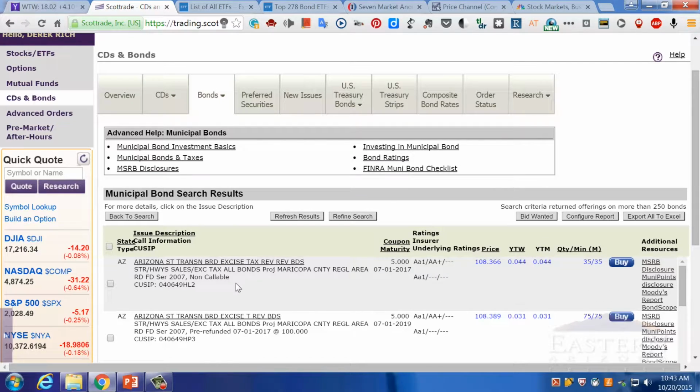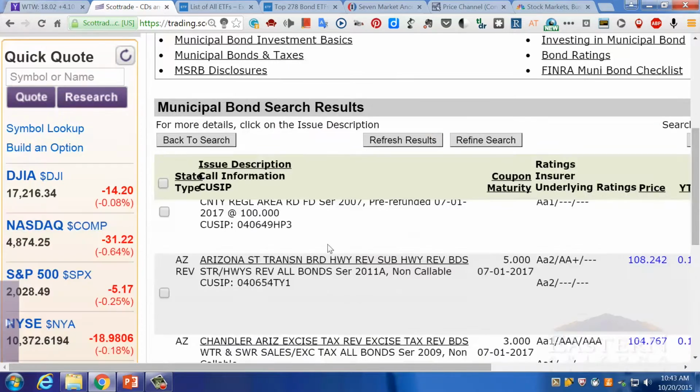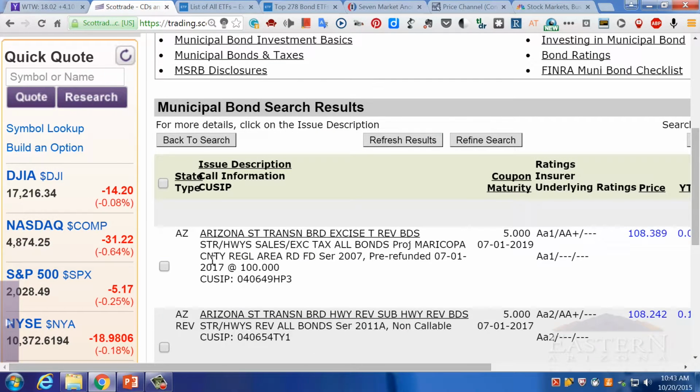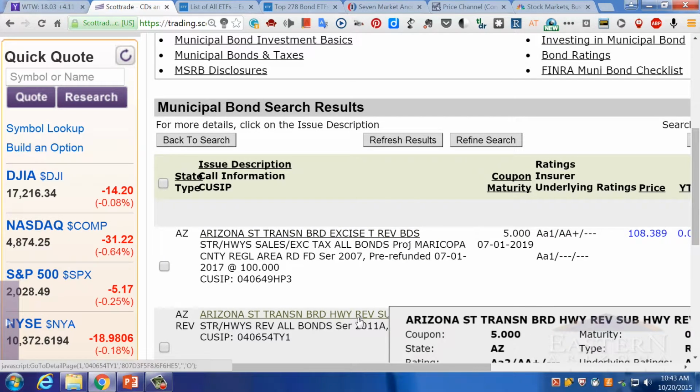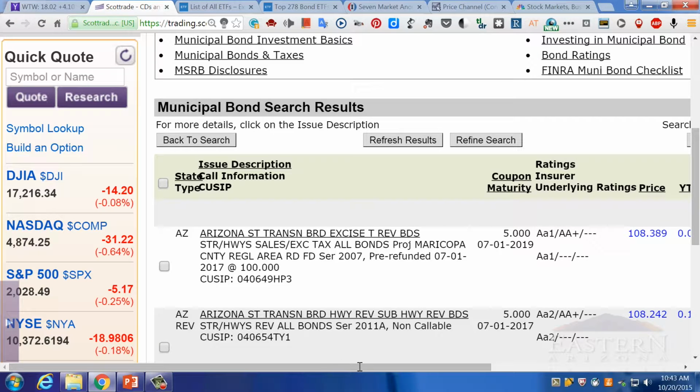So like here, hang on a second, we'll make it a little bigger for you guys to see. Here's an Arizona State Transportation Board excise tax revenue bond. How you read this is you've got a 5 coupon. That's interest. Coupon is another word for interest. So it's 5%. The other number one thing you want to look at is AA1.